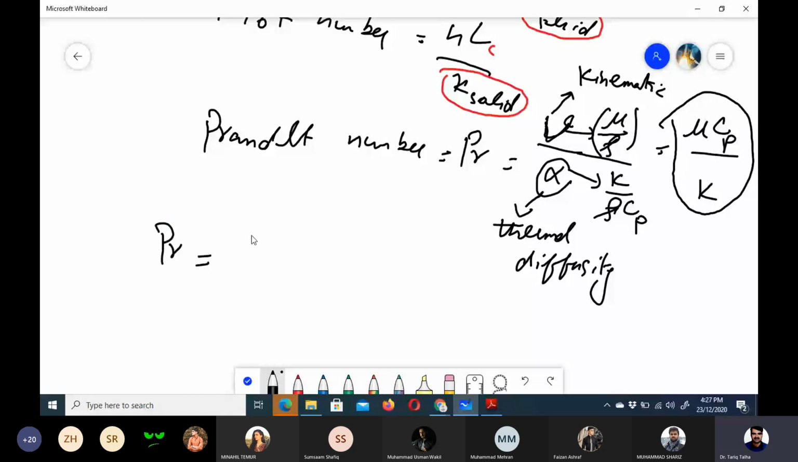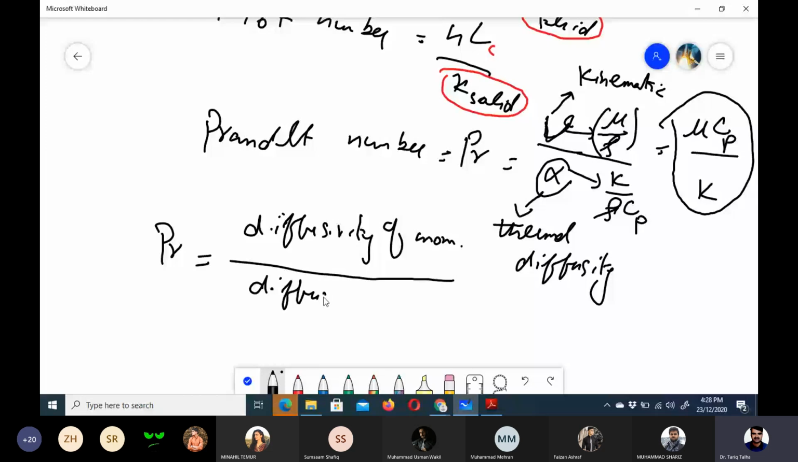And in terms of physical interpretation, it means diffusivity of momentum divided by diffusivity of heat. Okay, so the Prandtl number is the diffusivity of momentum divided by the diffusivity of heat.